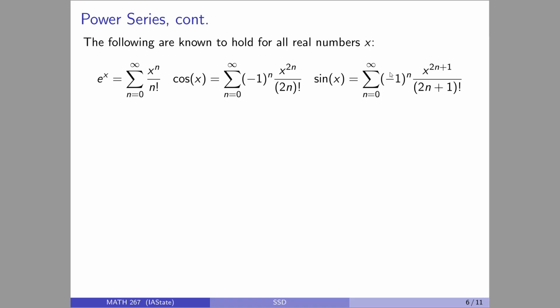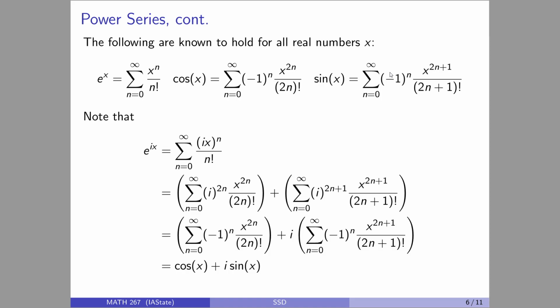Well, if you plug in i, replace x with i times x, and pull apart the even and the odd terms, even powers of i are going to give you plus or minus 1. Odd powers are just going to give you i times plus or minus 1, because of the plus 1 there. And oh, look, boom, there is another proof of Euler's formula using power series.